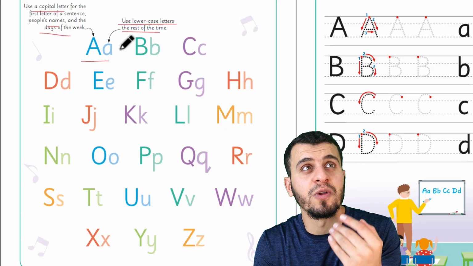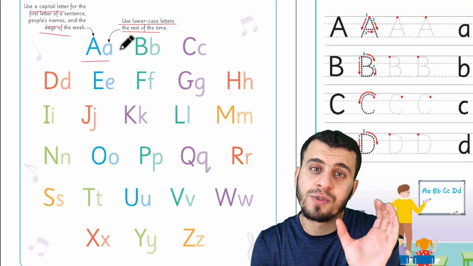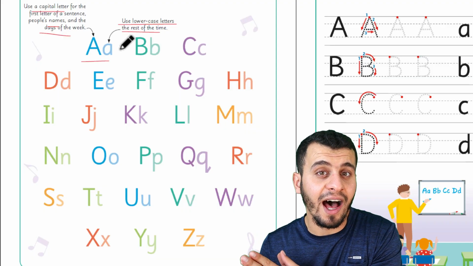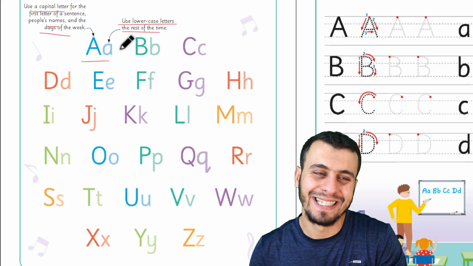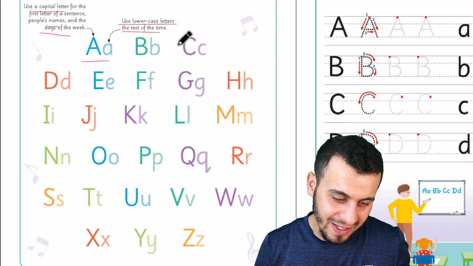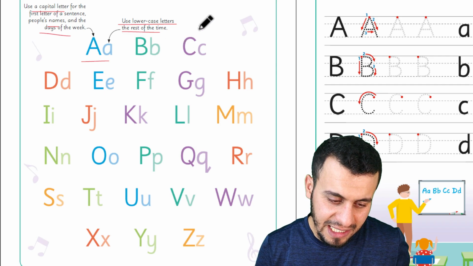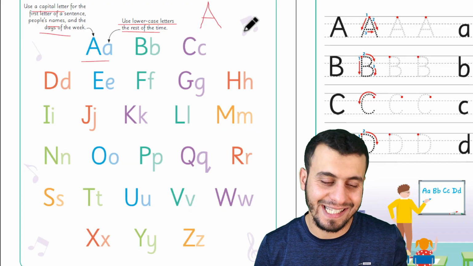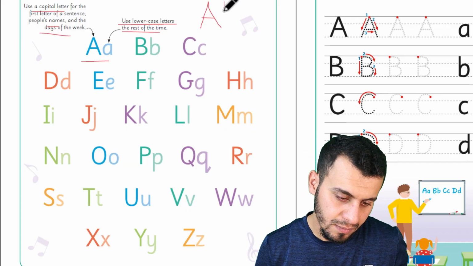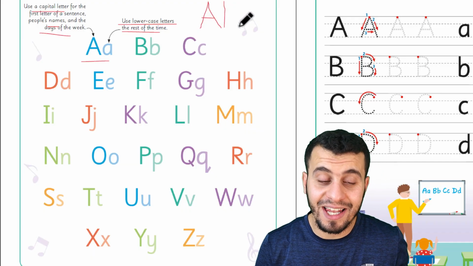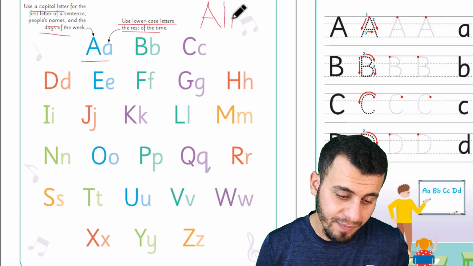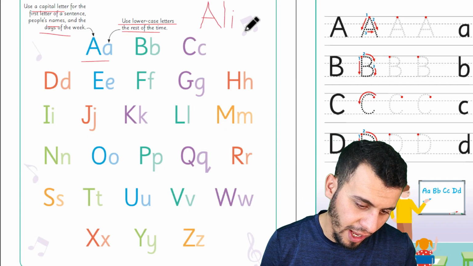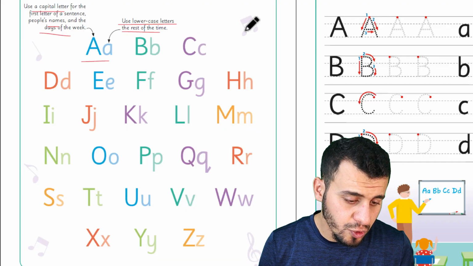For example, your name is Ali. The first one is A. The A is capital. The L and the I are small. Alright? This is it. So let me write it. For example, Ali. The A is capital. The L is small. The I is also small. That's it. Okay. Let's go to B.